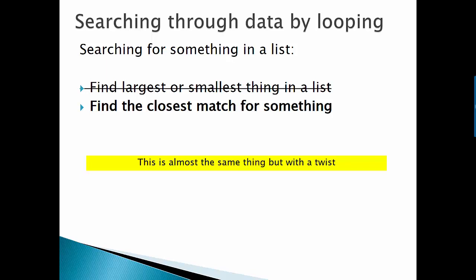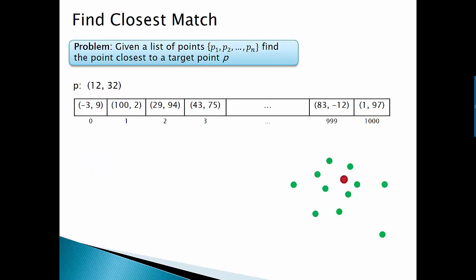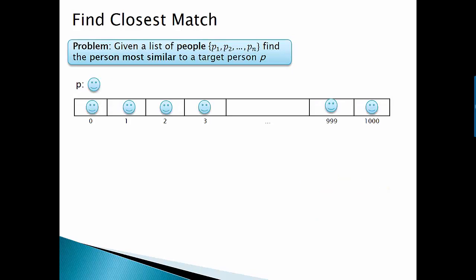So what if we have a whole bunch of data and we want to find the closest match for some target item that we have? This kind of problem appears in a lot of different circumstances. A very generic one would be we have a whole bunch of points in space and we've got a target point, and we want to loop over the existing points and find which one is closest to our target point. This same idea appears in a lot of different ways though.